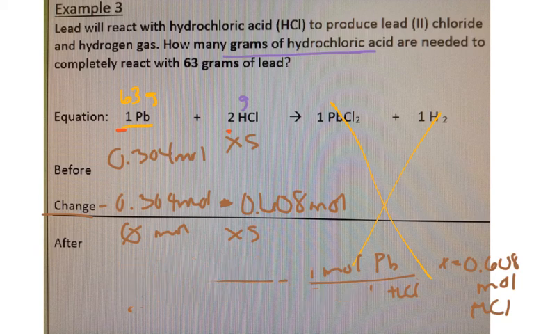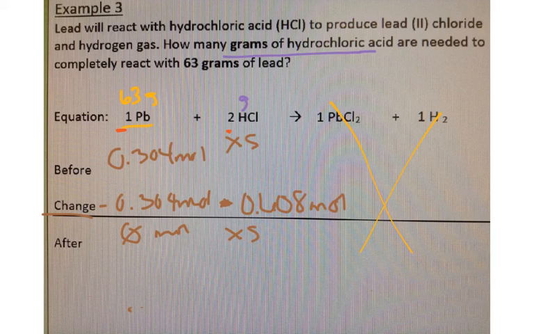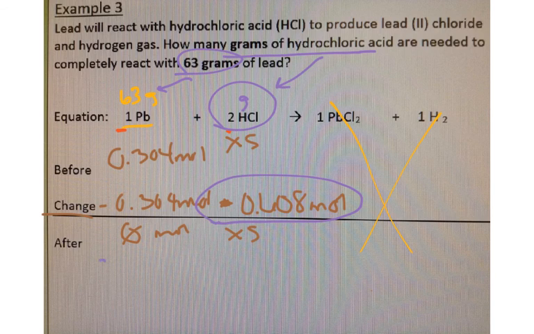Okay, now I figured out the moles that I use, but once again, that's not even the question that I was asked about. The question is how many grams that is. Sometimes it's beneficial to write what units you're asked about above the substance that we're asking about, and what amount or units we're given above the substance that we're talking about. So above the lead, I put 63 grams, and above the HCl, I put grams because I'm trying to figure that out. So now, because I'm asked about grams, I need to convert this 0.608 moles into grams.